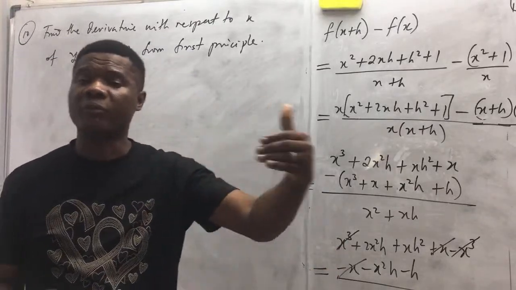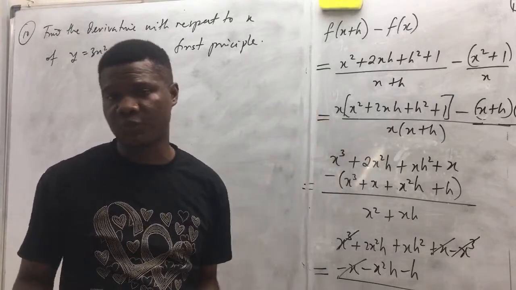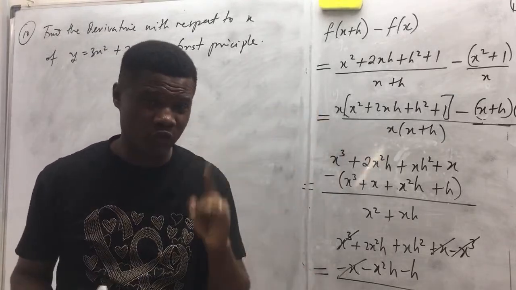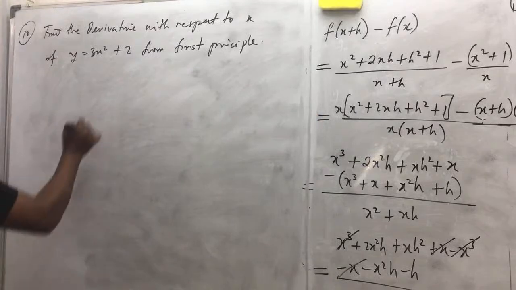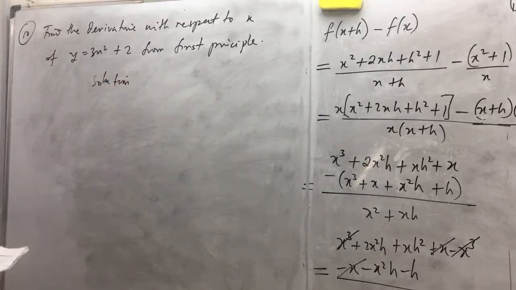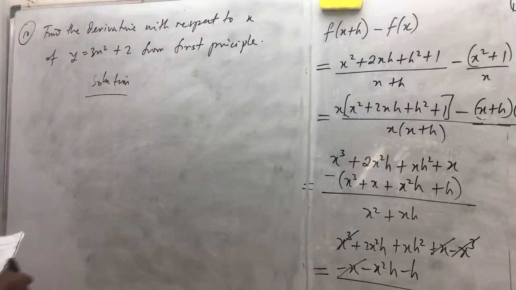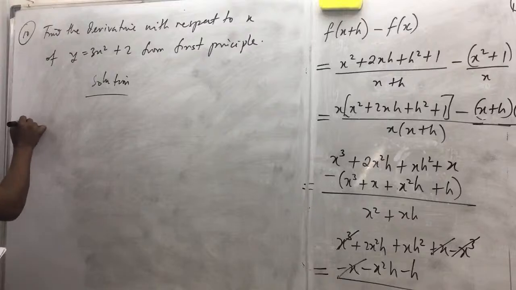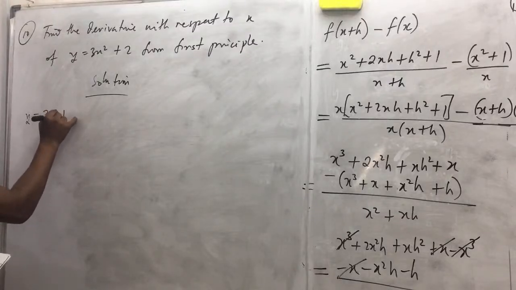Eventually we'll move out from problems that require us to use first principle into problems that require us not to use first principle. So let's see. From problem 12, we won't be using first principle of differentiation. Okay? So let's see. Now, using first principle of differentiation, we have y = 3x squared plus 2.